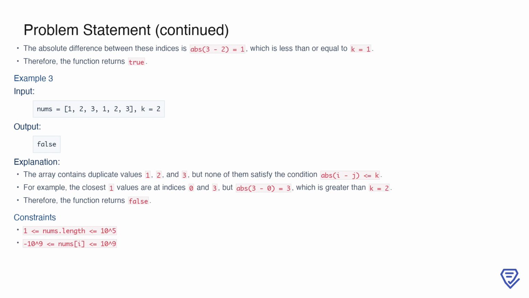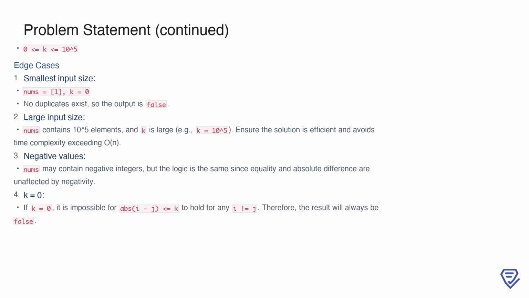Finally, let's consider the constraints. The length of the array can range from 1 to 100,000, and the values in the array can range from -1 billion to +1 billion. Additionally, the value of k can range from 0 to 100,000.